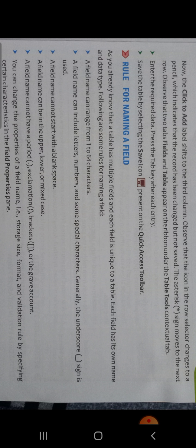First, a field name can range from 1 to 64 characters. We must care about this. A field name consists of a name with a length of 1 to 64 characters. A field name can include letters, numbers, and some special characters. Generally, the underscore sign is used. A field name cannot start with a blank space.